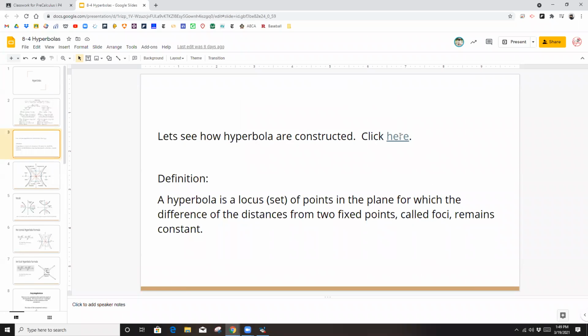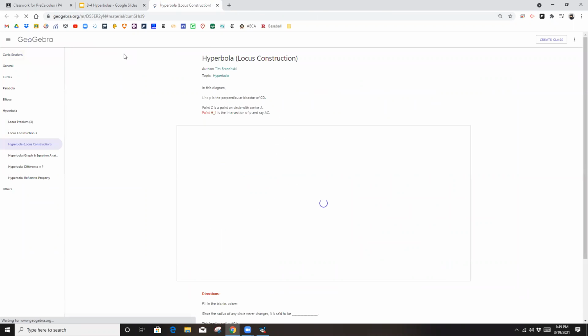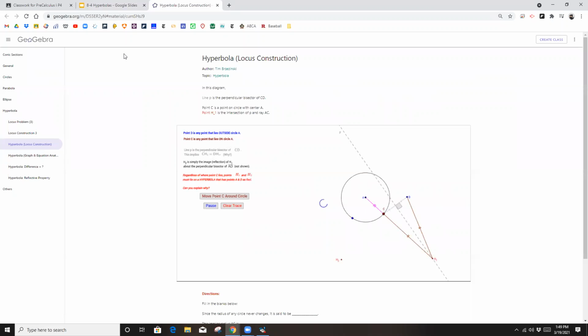All right, so first let's see what hyperbolas are and how they're constructed. We know that a circle is the set of all points that are the same distance from the center. With an ellipse, for every point on the ellipse, the sum of the distances from that point to each focus is always the same. A hyperbola is like an ellipse, but the difference between those two distances is always the same.